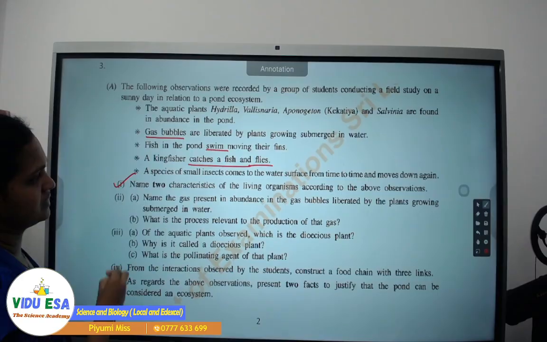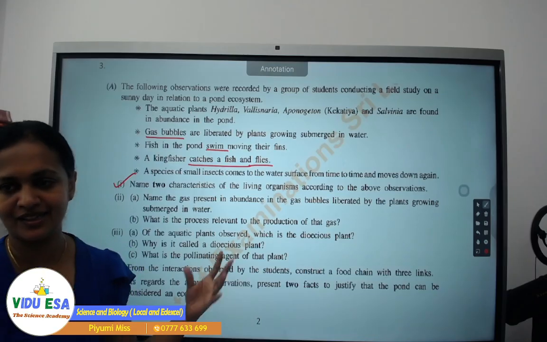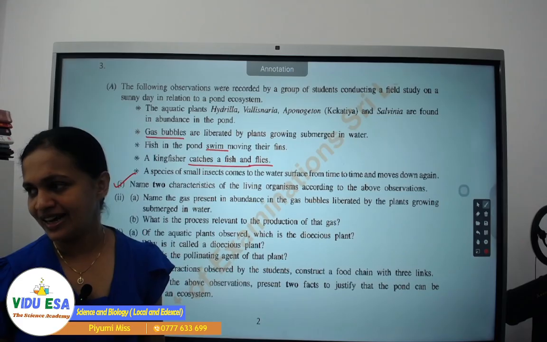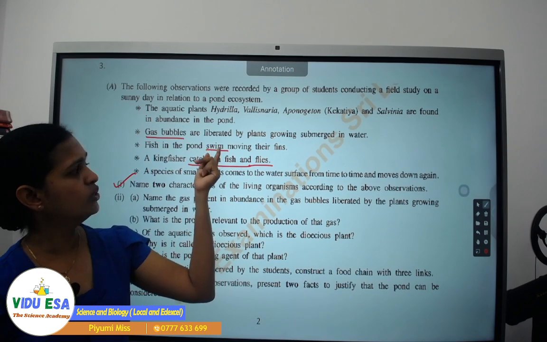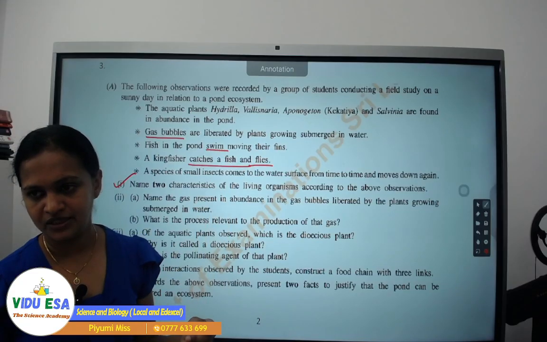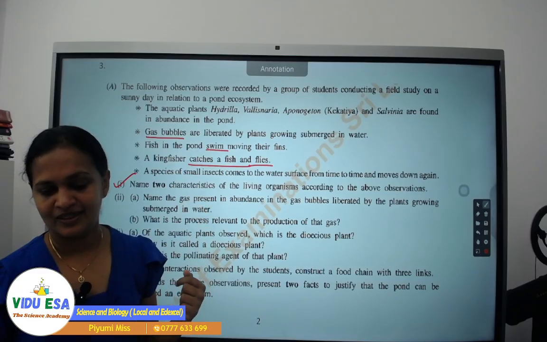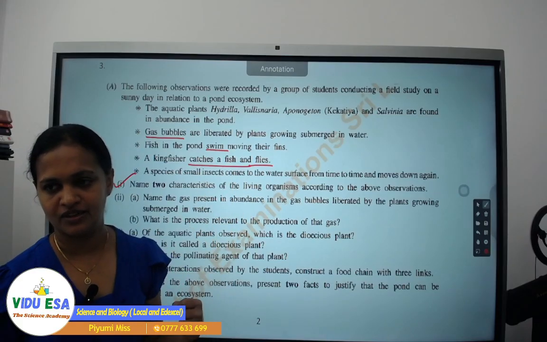Name two characteristics of the living organisms according to the above observations. Characteristics of living organisms, you have learned them in grade 10, 8th unit, right? So what are the characteristics of living organisms? Here, movement is shown, swimming, flying, right? Movement. Yes. Respiration, you can say just respiration.